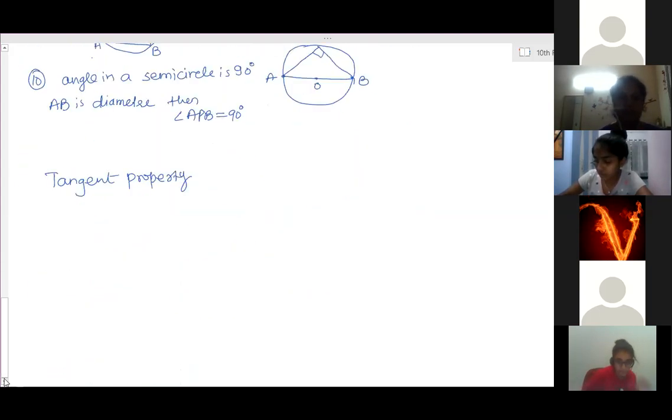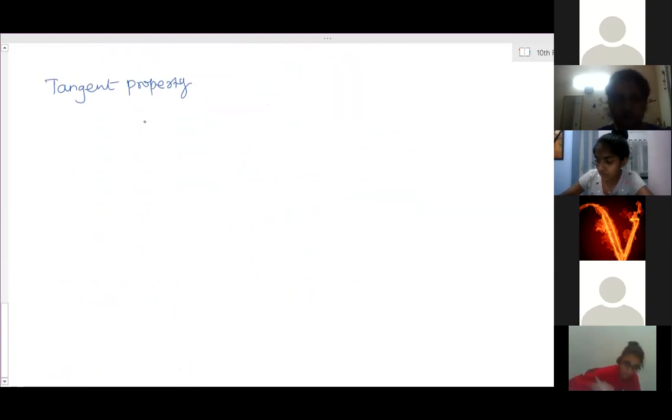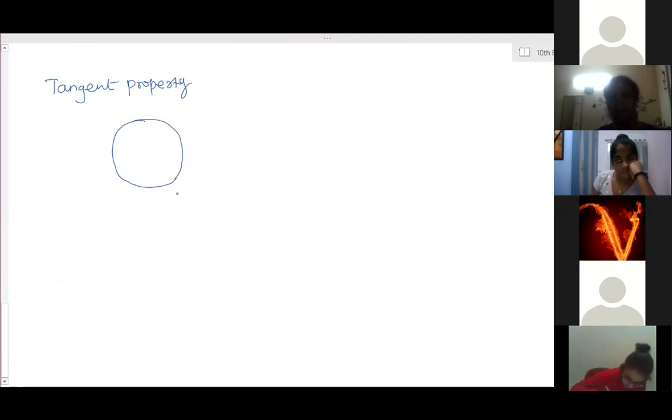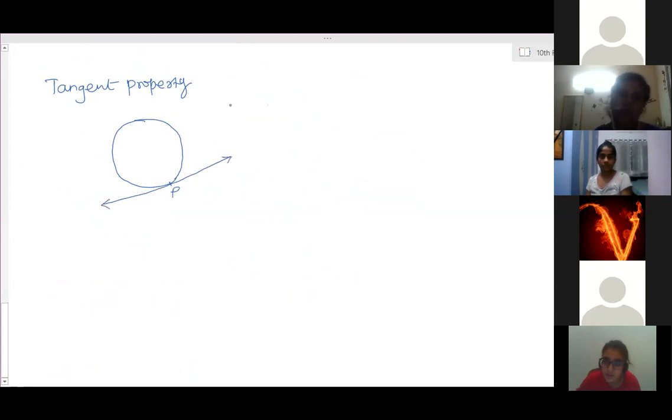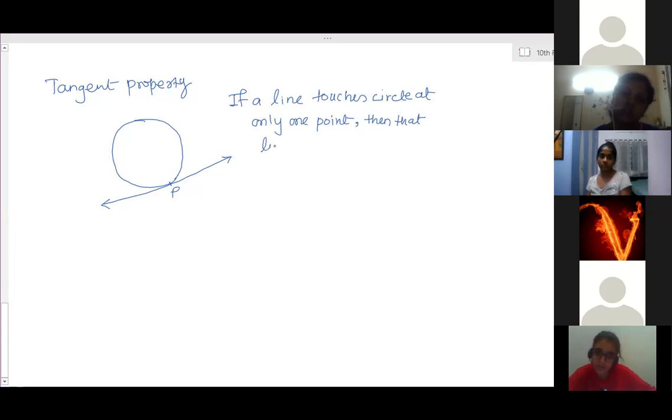Now this chapter, we are learning tangent property. Now what is tangent? This is a circle. If a line touches a circle at only one point, any line which touches the circle exactly at one point, then that line is called a tangent.